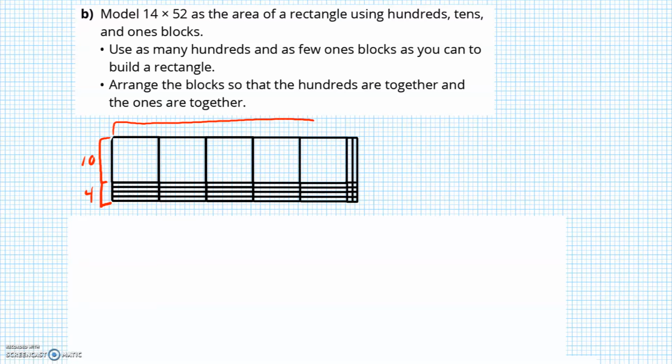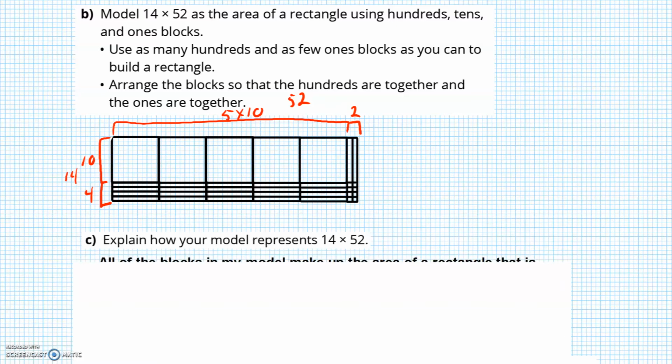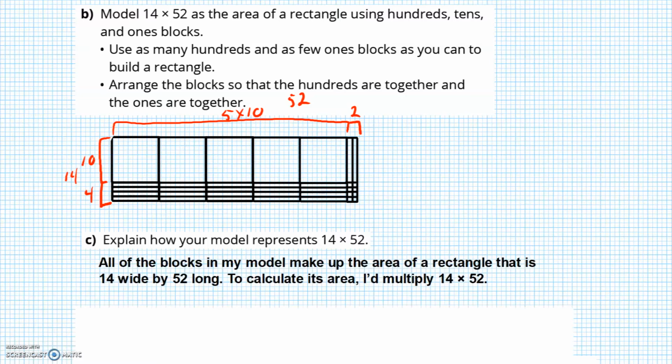Across the top, I have 5 groups of 10, and then an additional 2. So you can see that we've got 14 over on the side and 52 across the top. We're asked to explain how our model represents 14 by 52, and that's essentially what I've just done there. So all the blocks in my model make up the area of a rectangle that is 14 wide by 52 long. To calculate its area, I multiply 14 by 52.